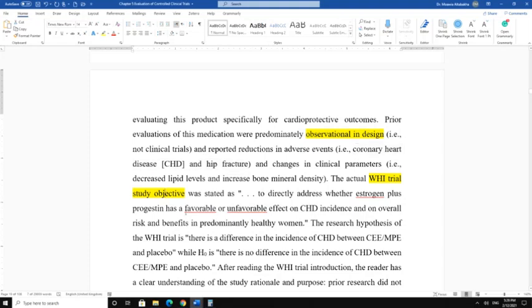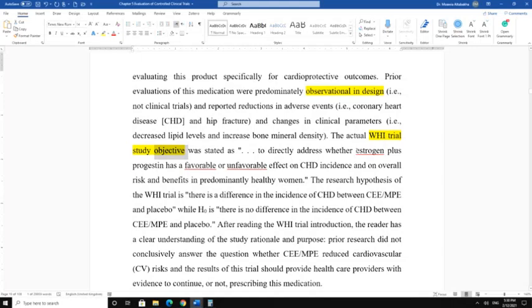وشوفوا شو حكى الobjective هي عشان تحكوا لي ال H1 وال H0 to directly address whether estrogen plus progestin has a favorable or unfavorable effect on coronary heart disease incidence and on overall risk and benefit in predominantly healthy women. طيب طبعا he's comparing it with what؟ يعني قارن هدول الكومبينيشن مع ايش؟ مع البلاسيبو. اوكي اذا في عندنا جروب بلاسيبو وعندنا جروب في الكومبينيشن اوف هرمونز.